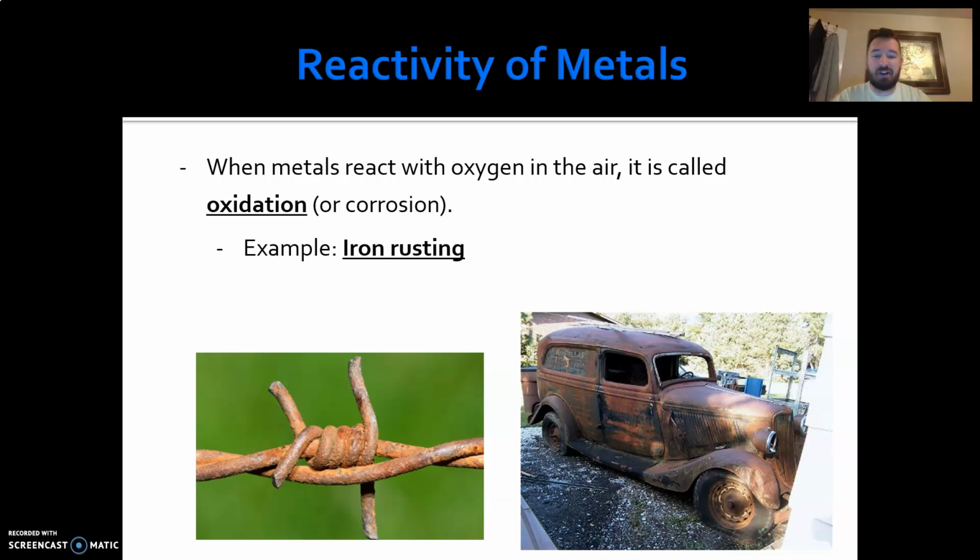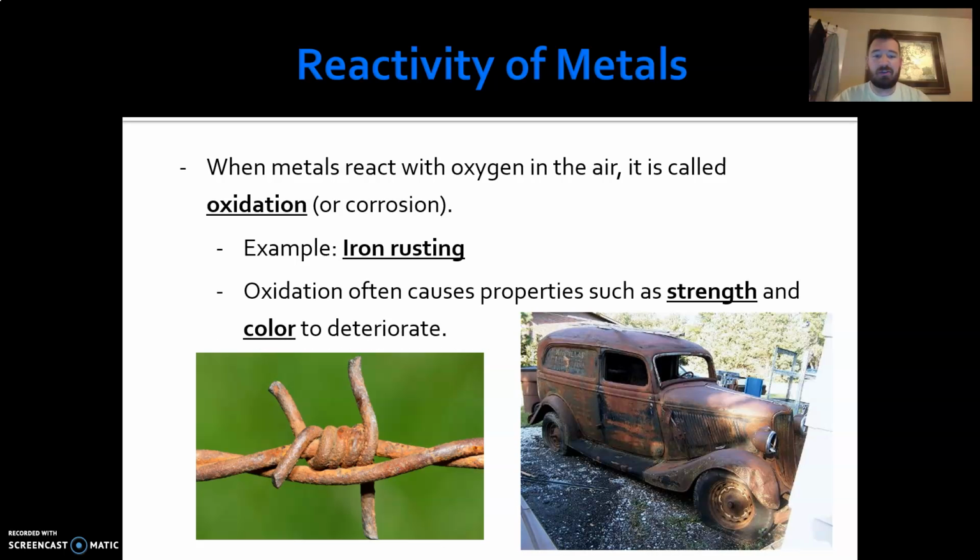So some examples would be iron rusting, like you can see in the pictures below. And oxidation often causes properties such as strength and color to deteriorate. So I'm sure you've noticed before, or you've seen in an overgrown yard, an old car sitting there, right? And if a force was to be applied to this car, it would not be as malleable, but it would also be more easily broken if something happened to it. So it has lost some strength and definitely some nice color from this chemical reaction.